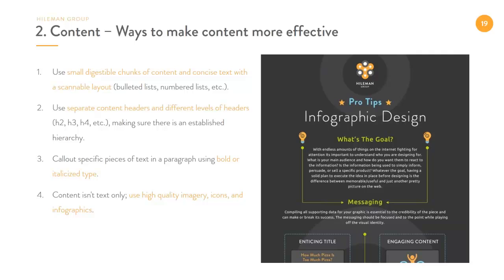You can do a number of things. Listed here, you can use small digestible chunks of content, use concise text with a scannable layout. So one sentence describing the information or leading into the information, and then below it being bullet points or numbered lists. You can separate content with headers and different levels of headers, using things like H2s and H3s throughout text, and making sure that there's established hierarchy throughout there. You can call out specific pieces of text in a paragraph using bold or italicized type, something that you really want the user to focus on and make sure that they read and come away with. And there's always something to remember, which is content isn't only text. You can use high-quality imagery, icons, and infographics like on the right of this slide to really relay your content in a more engaging manner.